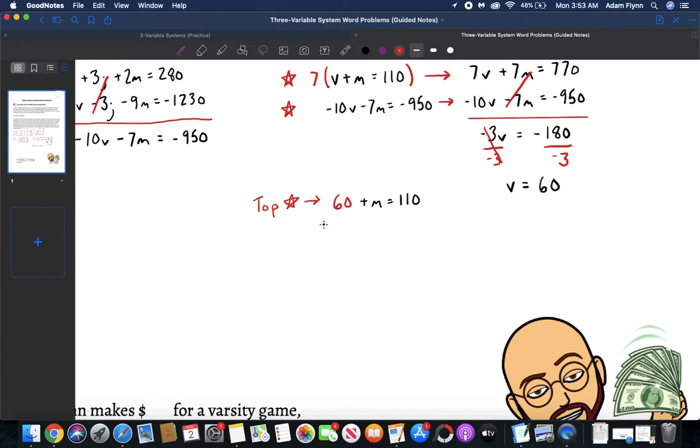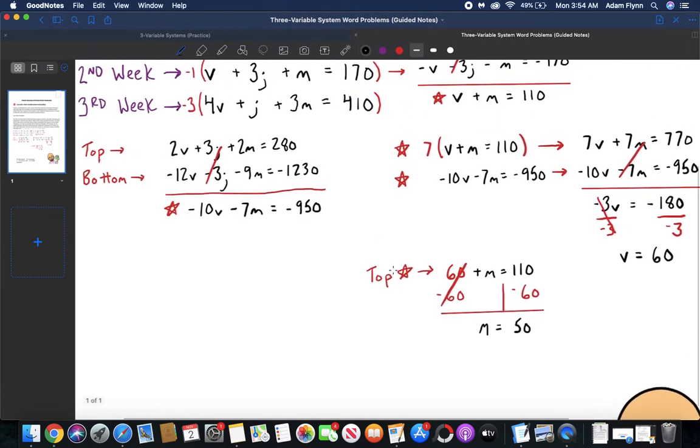From here I can subtract 60 on both sides. When I do this, 60's cancel, and I am left with m equals 110 minus 60, which is a positive 50. Okay, so that also makes sense. I've got another positive number there. That's a good sign. So now I can go back to one of my original equations, plug 60 in for v, 50 in for m, and solve for my j.